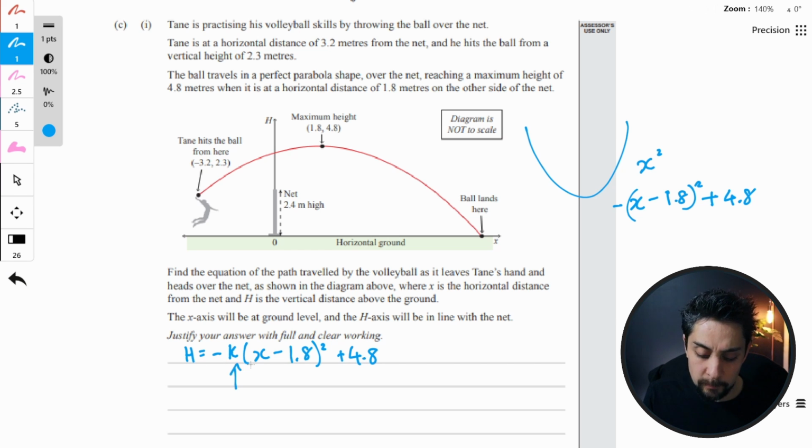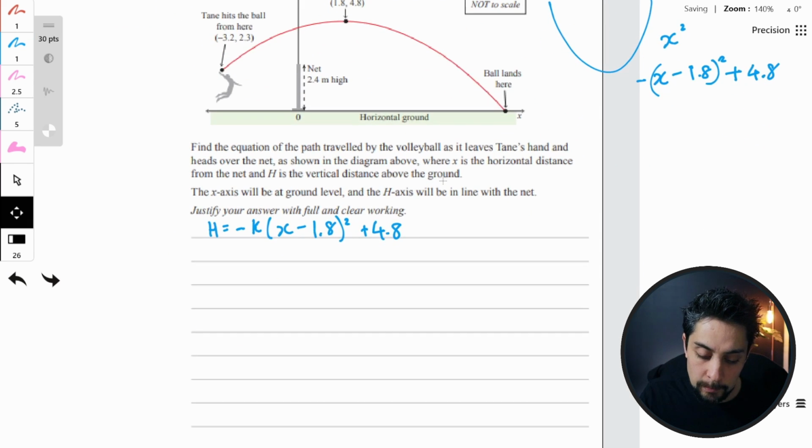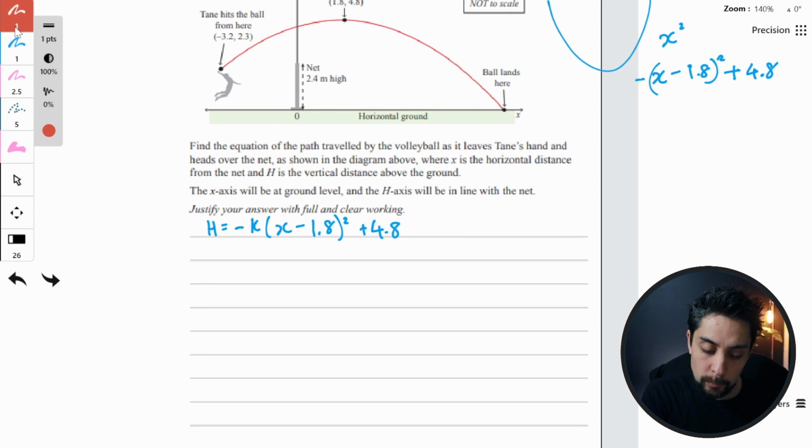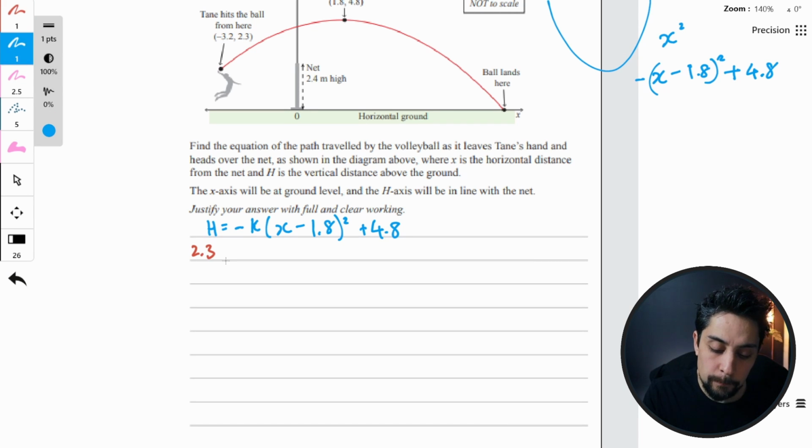So now we just have to figure out what this k value is. To do that, we use some values or some points that we already know. We can't use these values here because we've already used those in our equation. So instead, we're going to use these details here, negative 3.2 and 2.3. The height is 2.3, so we can plug that in. 2.3 equals, and we're going to keep pretty much everything else the same. We're just going to change this x value to negative 3.2 minus 1.8 squared plus 4.8, keeping everything the same.